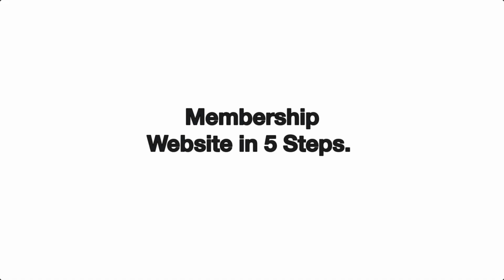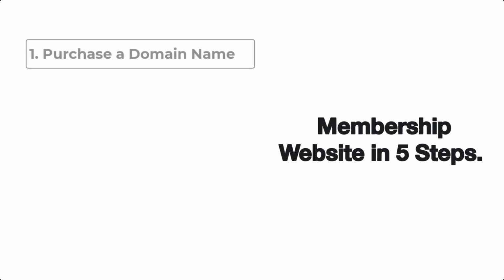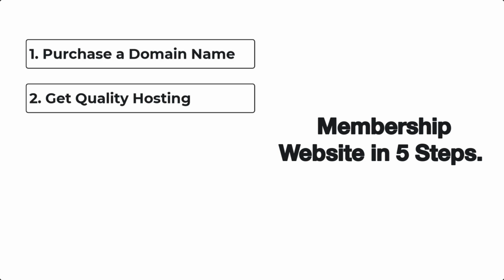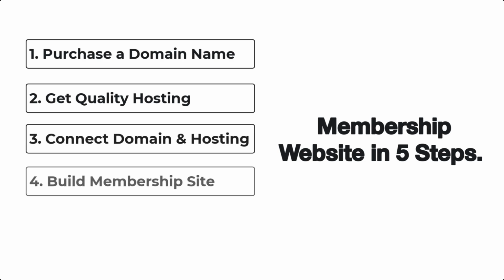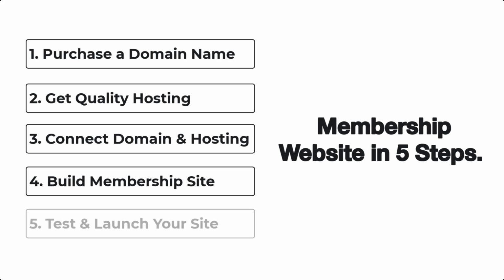Okay, so there's a very simple process to building out a membership website. I like to do it in 5 steps. The first step is to go ahead and purchase a domain name that's going to direct people to our website. And then the second step is to get quality hosting. The third step is to connect the domain and the hosting. The fourth step is to build out the membership site. And the fifth step is to test and launch your website. So let's go ahead and get started with the first step, which is to purchase your domain name.